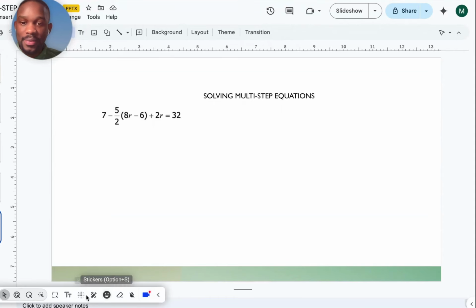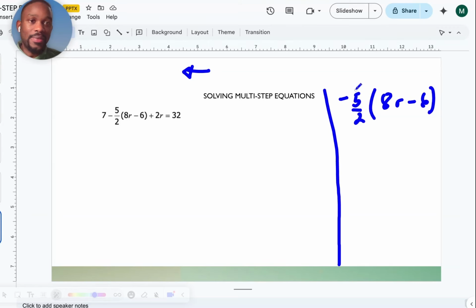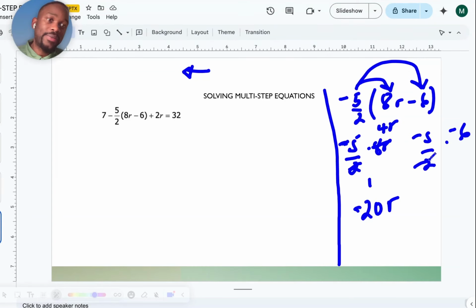We're still following our 3 rules: distribute, collect like terms, and then find the value of x, right? We're opening the parentheses by this negative, so it's like negative 5 out of 2 into brackets 8r minus 6. So what that means is negative 5 out of 2 is going to multiply with 8r, and negative 5 out of 2 is also going to multiply with that negative 6. So 8 divided by 2 is 4, 6 divided by 2 is 3, right? So negative 5 times negative 3 gives you a positive 15. So after distributing, we're ending up with negative 20r plus 15.